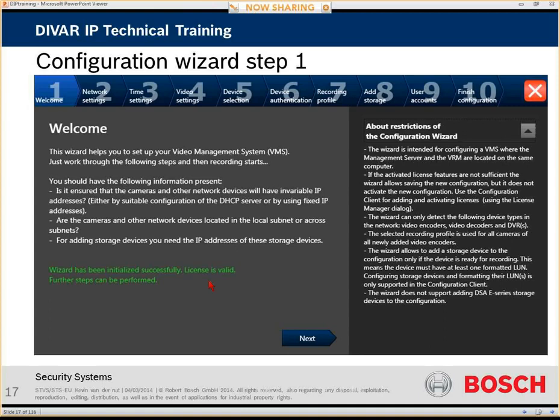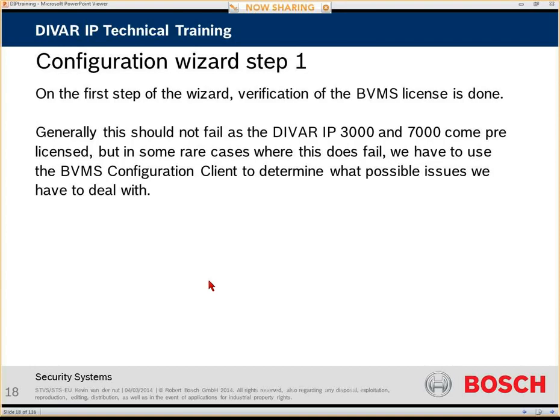Now, as you'll see at the bottom here, there's a green message which says that the wizard has been initialized successfully and that the license is valid. If we are looking at the scenario where the unit comes factory default, there should not be any reason why this check would fail.